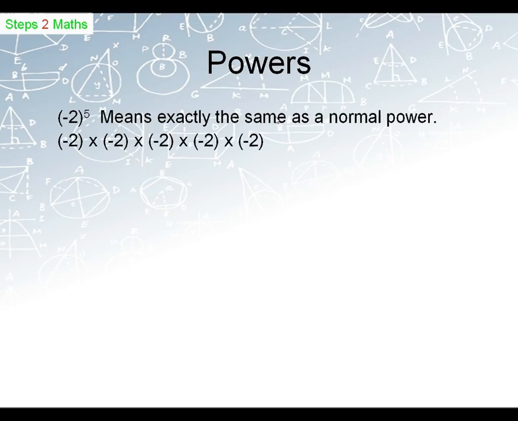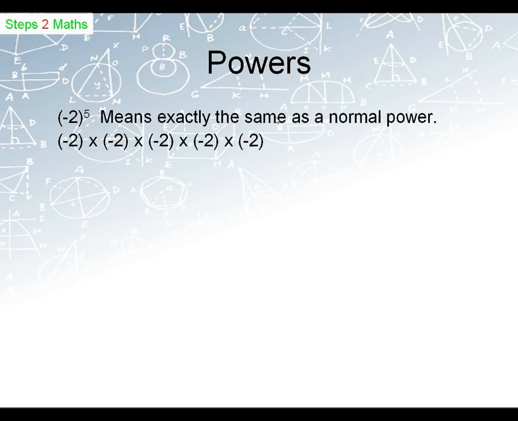So let's have a look at the first thing, the negative number to a power. Minus 2 to the power of 5 means exactly the same as any normal power. It means whatever is in the brackets is multiplied by itself 5 times, meaning we've got negative 2 by negative 2 by negative 2 by negative 2 by negative 2. So you already know from multiplying integers what happens to the signs.